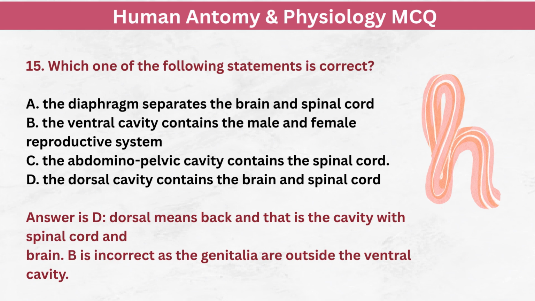15. Which one of the following statements is correct? A. The diaphragm separates the brain and spinal cord. B. The ventral cavity contains the male and female reproductive system. C. The abdominopelvic cavity contains the spinal cord. D. The dorsal cavity contains the brain and spinal cord.